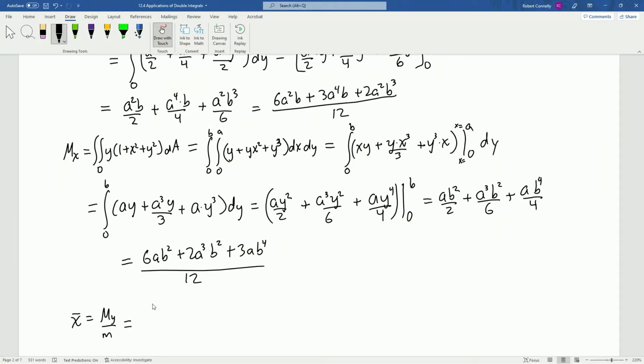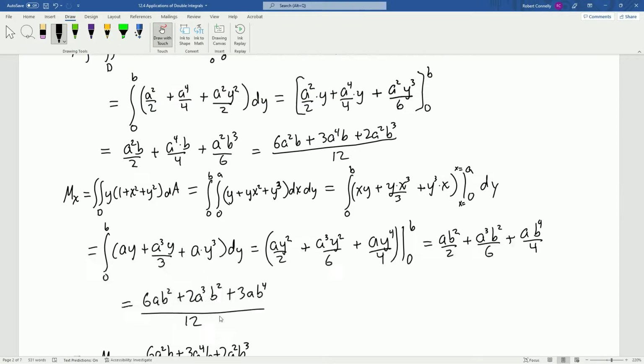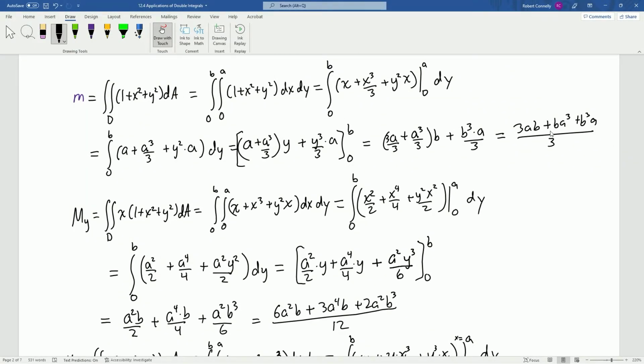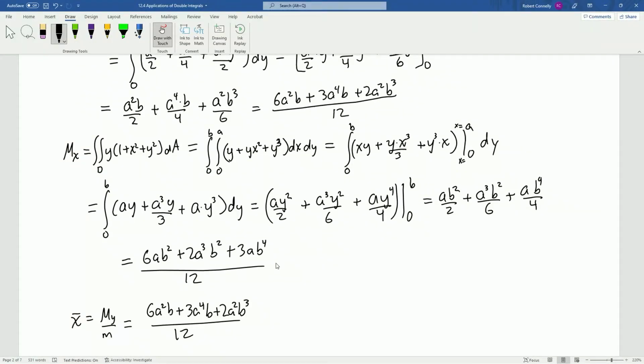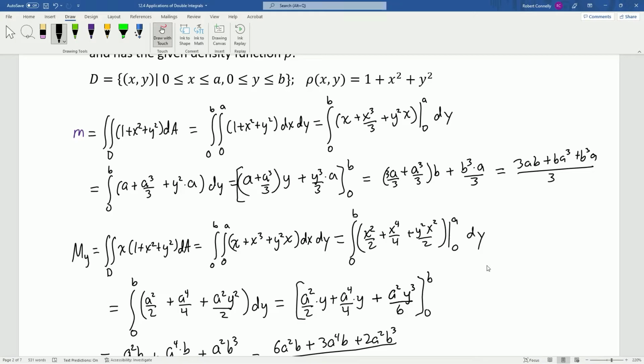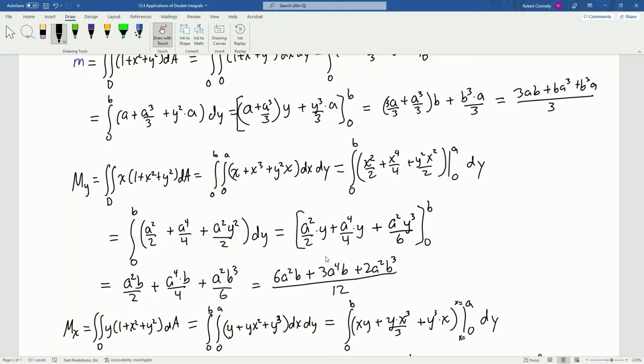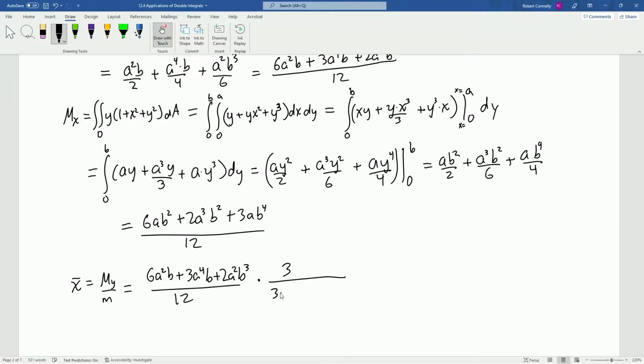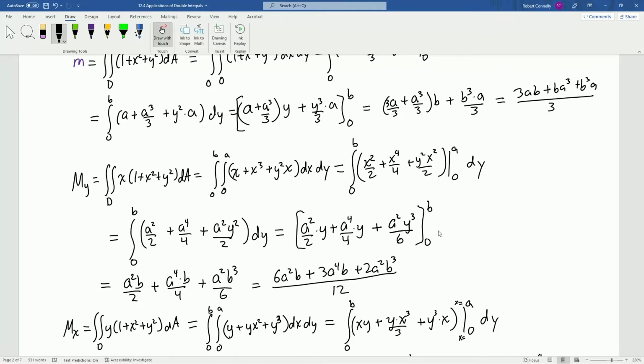So that's 6a squared b plus 3a to the 4th b plus 2a squared b cubed over 12. And instead of dividing by the mass, I'm going to multiply by its reciprocal. So that's 3 over, and what did we have there? 3ab plus ba cubed plus b cubed a.